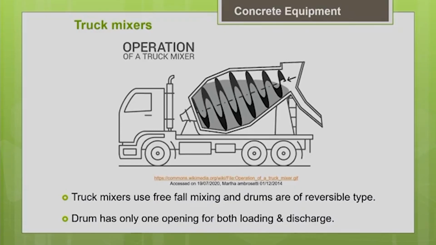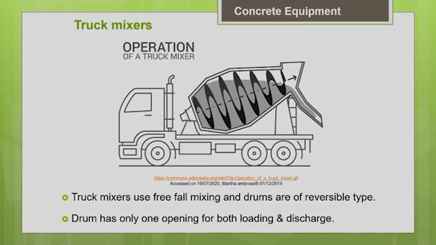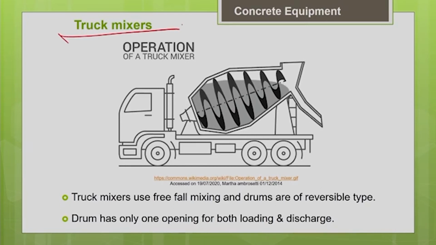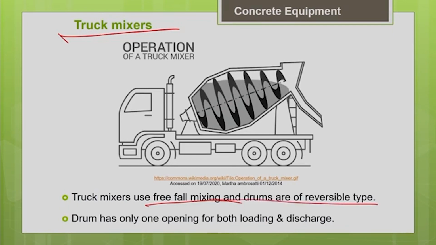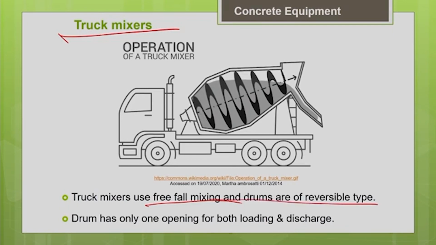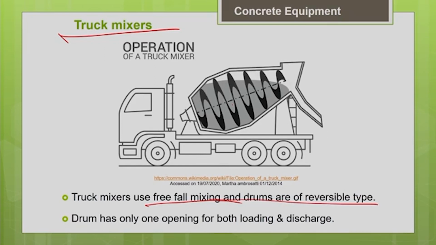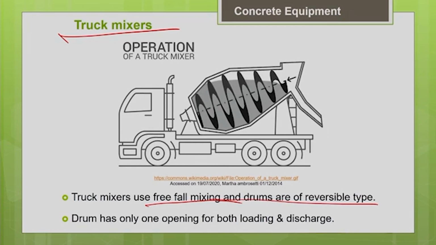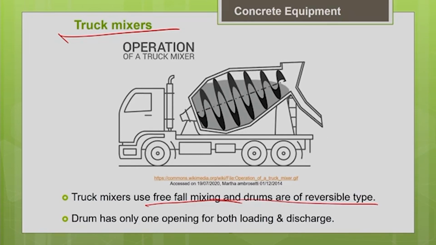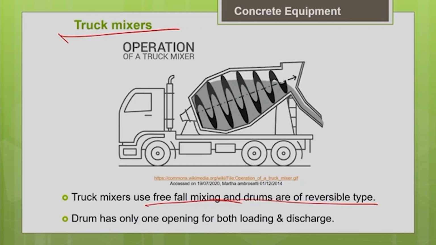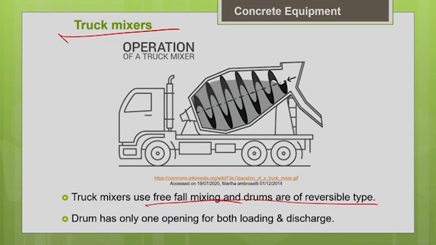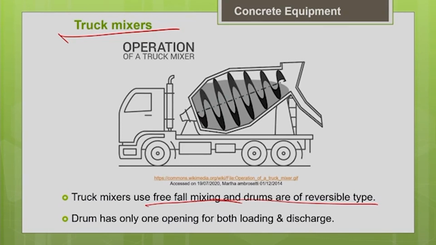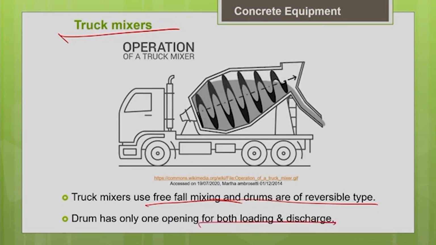This picture I have shown you already. Your truck mixers come under the category of free fall, non-tilting, reversible type. You can see the spiral blades inside. If you rotate in one direction, it will pull the material inside, which will facilitate the loading process. If you rotate in the opposite direction, the blades will push the material outside, which will facilitate the discharging of the concrete. So, it has only one opening for both loading and discharge.